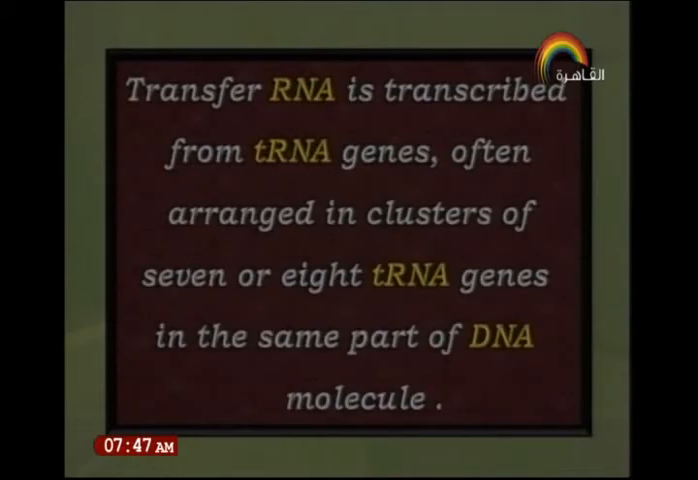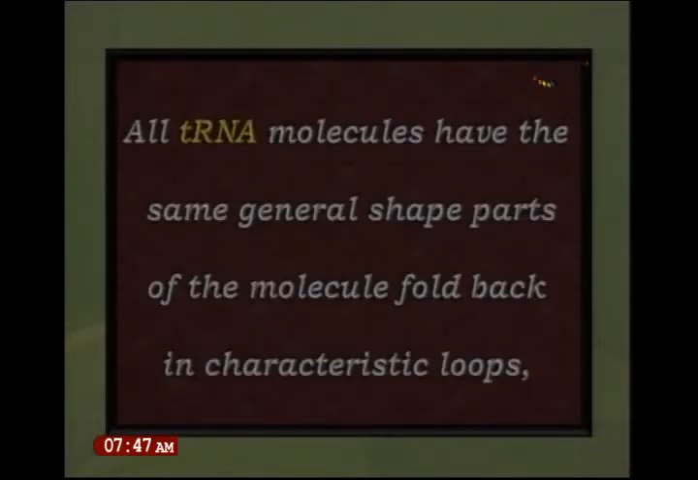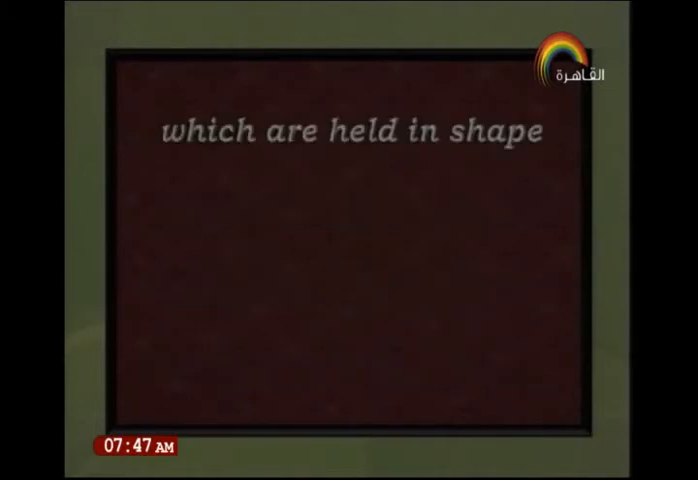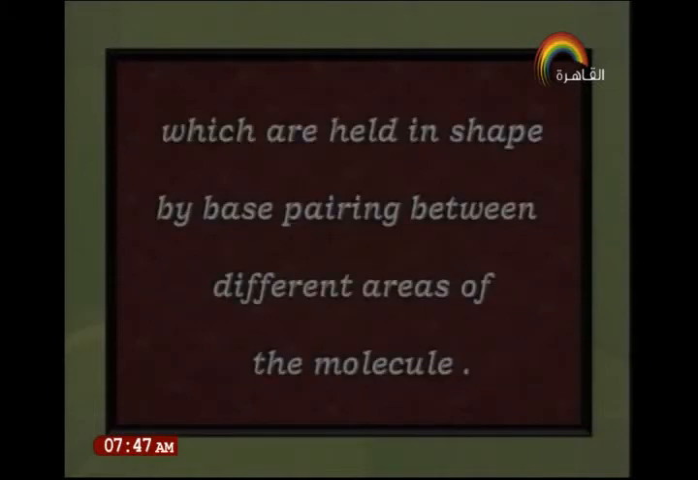Transfer RNA is transcribed from tRNA genes, often arranged in clusters of 7 or 8 transfer RNA genes in the same part of the DNA molecule. All transfer RNA molecules have the same general shape. Parts of the molecule fold back in characteristic loops, which are held in shape by base pairing between different areas of the molecule.